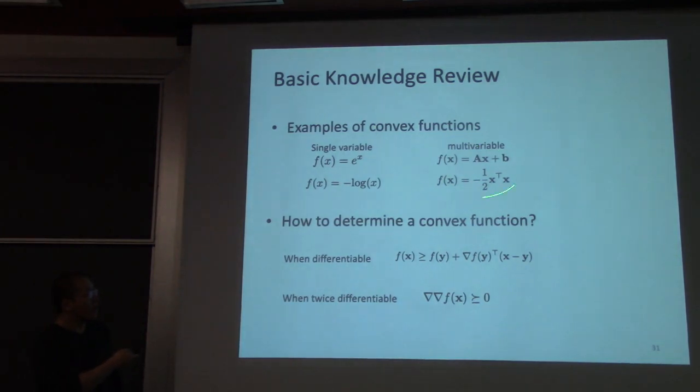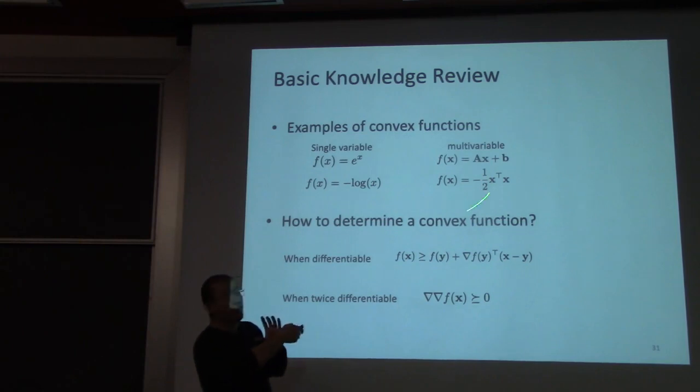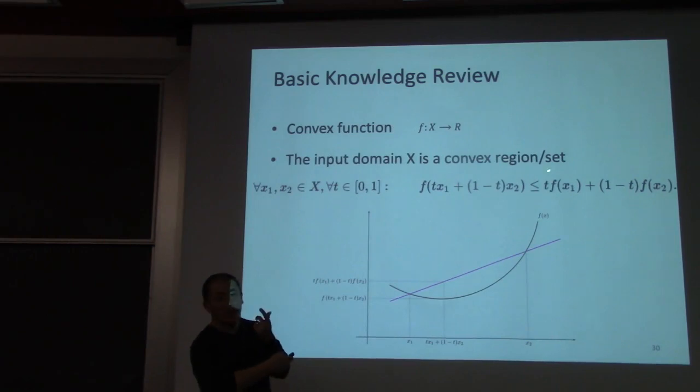And another case is the quadratic function. So negative half of x transpose x. Oh, sorry, this is not convex. You must remove the negative sign here. So the basic quadratic function, you should remove the negative sign here. If you put a negative sign here, it becomes a concave function. So for a concave function, compared with convex, you just change the direction of the inequality. It becomes bigger than or equal to, rather than less than or equal to. Then it's a concave function.